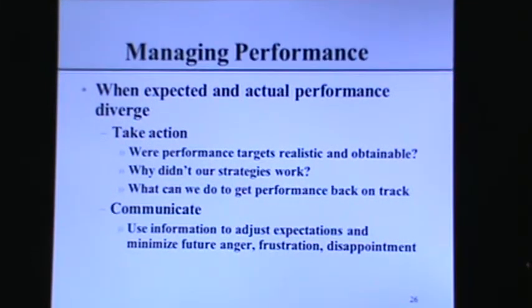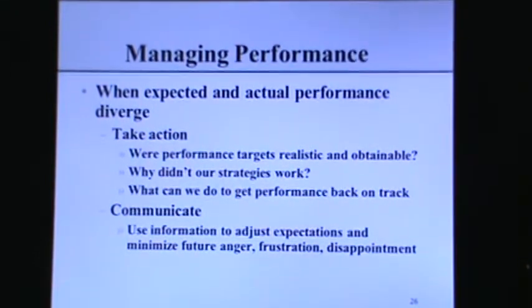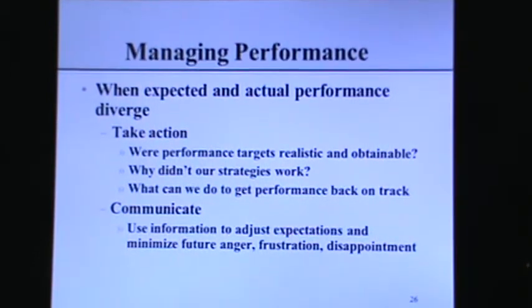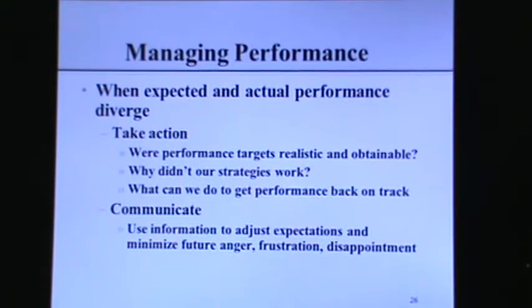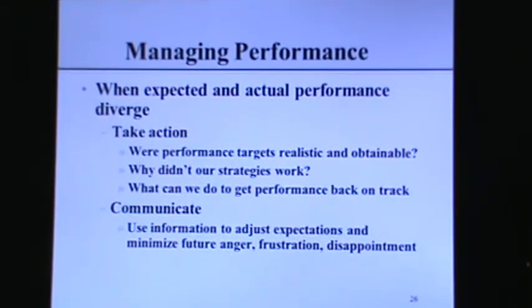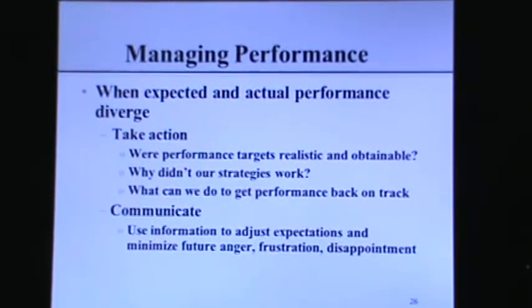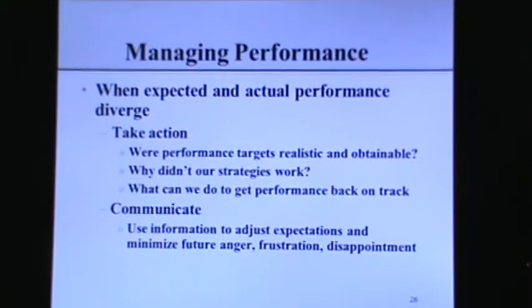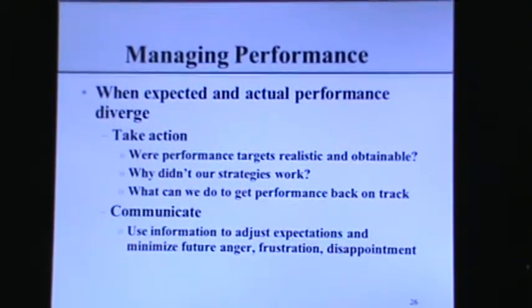It's not a punitive action, it's an organizational positive action. So we can say, if we didn't achieve the performance targets, why didn't we achieve them? Is it because we had the wrong strategies, or the strategies didn't work, or we didn't execute the strategies well? And what can we do to get the performance back on track? Once we get to that point, we can use the information to adjust expectations. Maybe we lower the targets, right? Or maybe we add more resources.